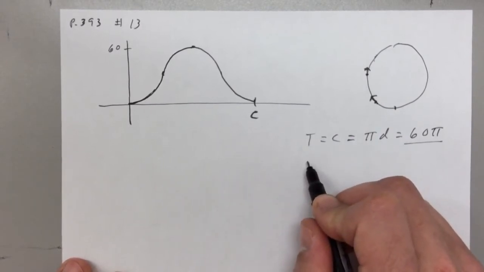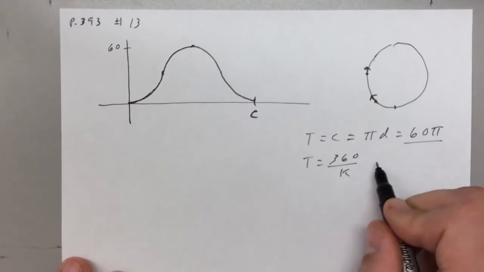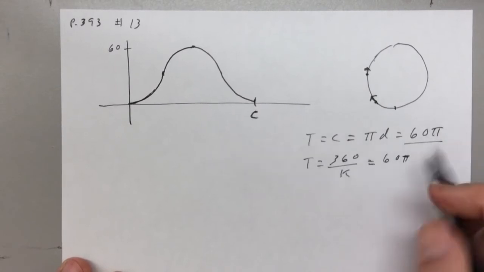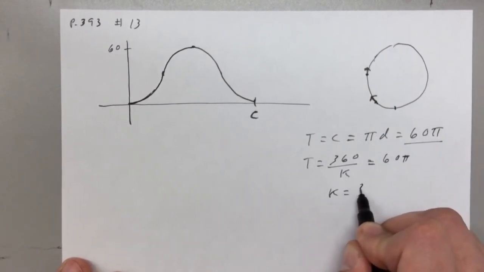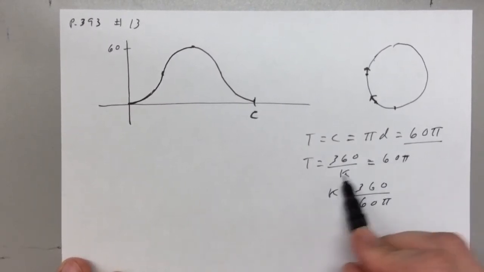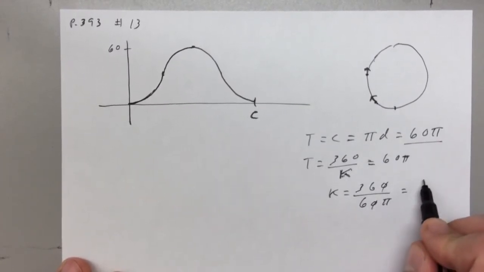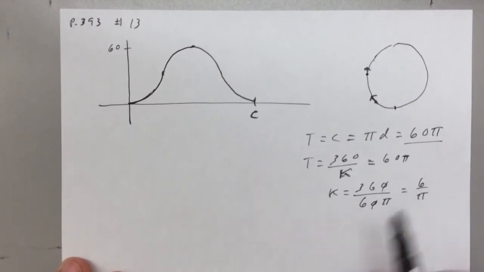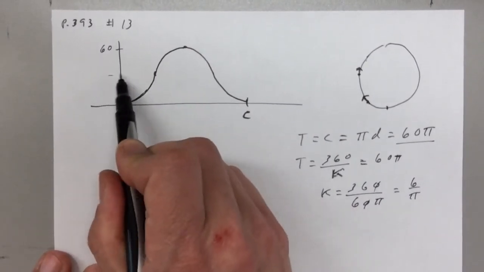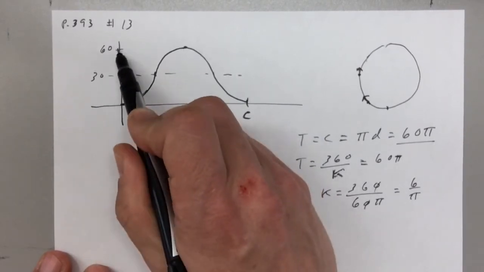Now, T equals 360 over k, which equals 60 pi. So k equals 360 over 60 pi, just rearranging these two. That cancels out and ends up being basically 6 over pi. So k is 6 over pi. The amplitude is going to be right from the middle to the top. So if the middle is 30 here, the amplitude is 30.